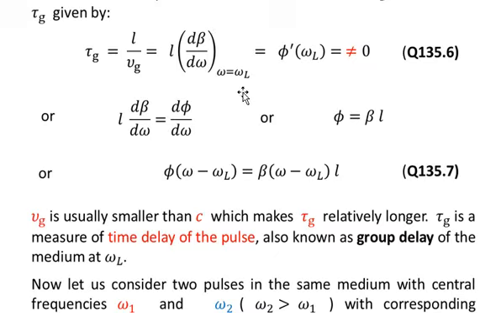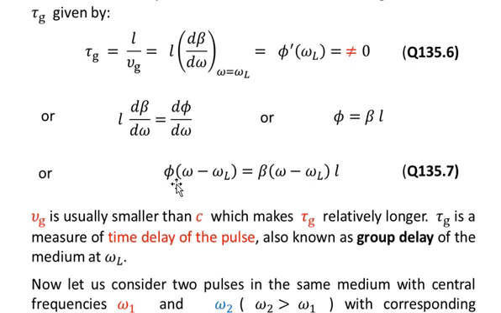So combining the last two quantities, we can write L times d beta over d omega, and phi prime can be written as d phi over d omega. So you can omit the derivatives and write phi is equal to beta times L. And you can generalize this: phi as a function of omega minus omega L is equal to beta as a function of omega minus omega L times L.